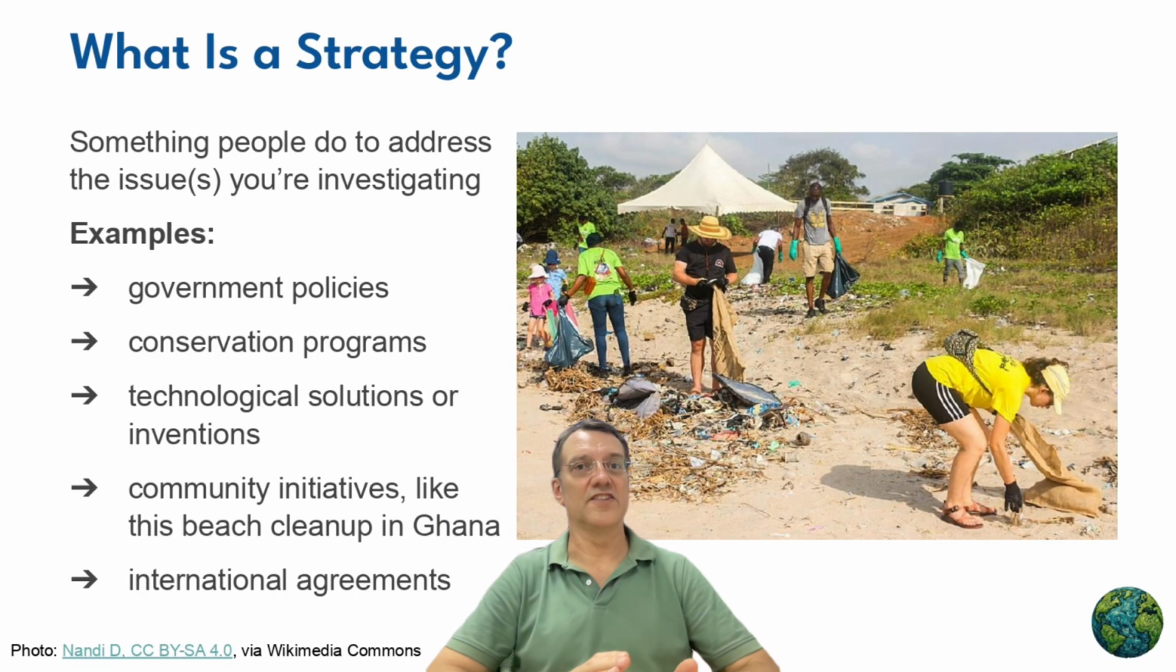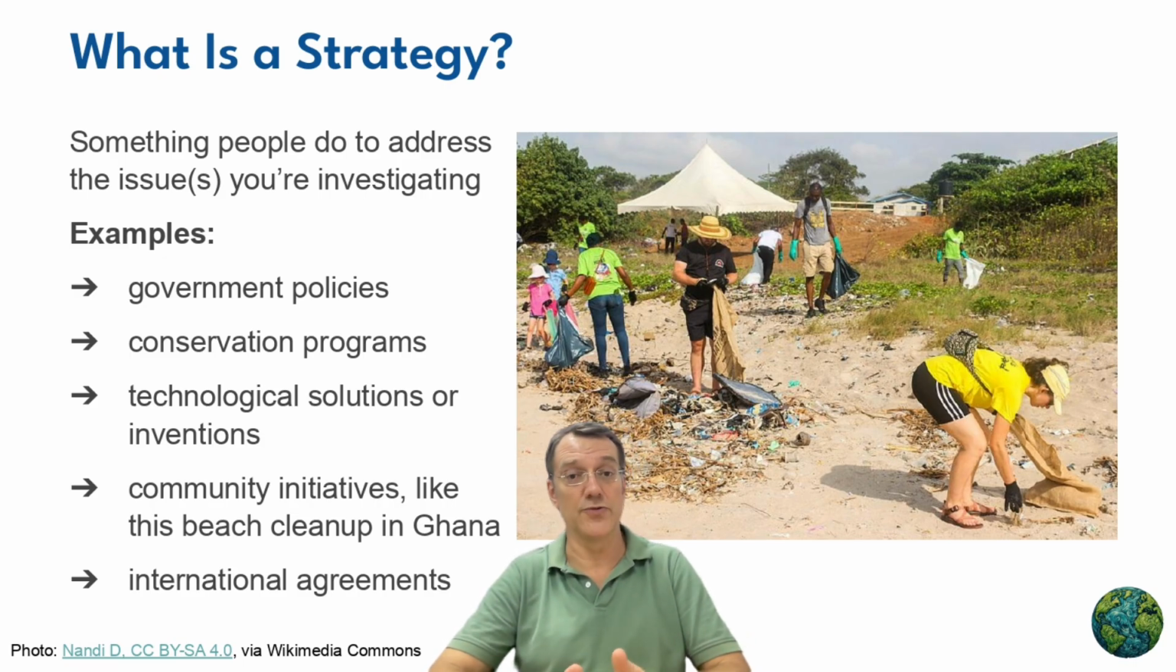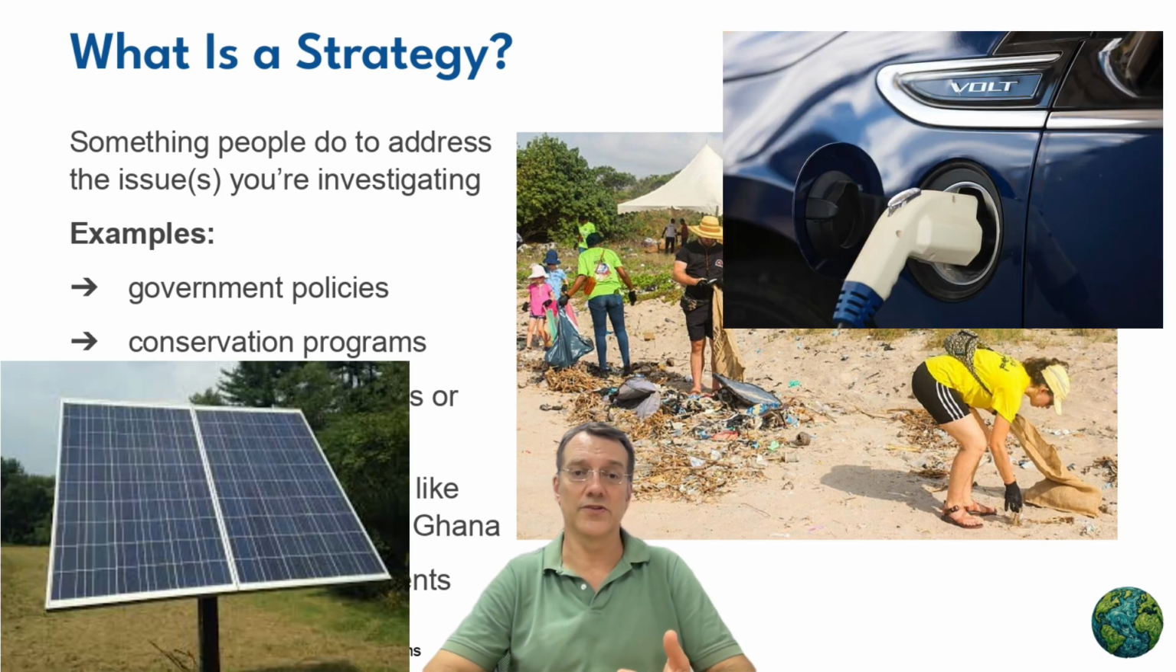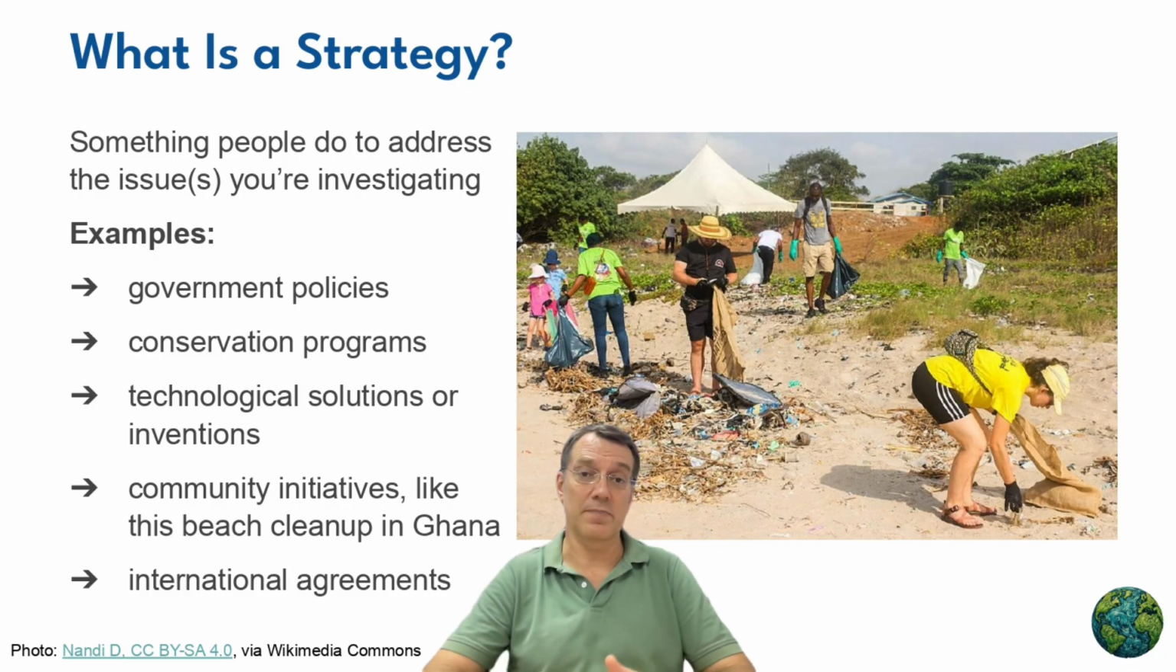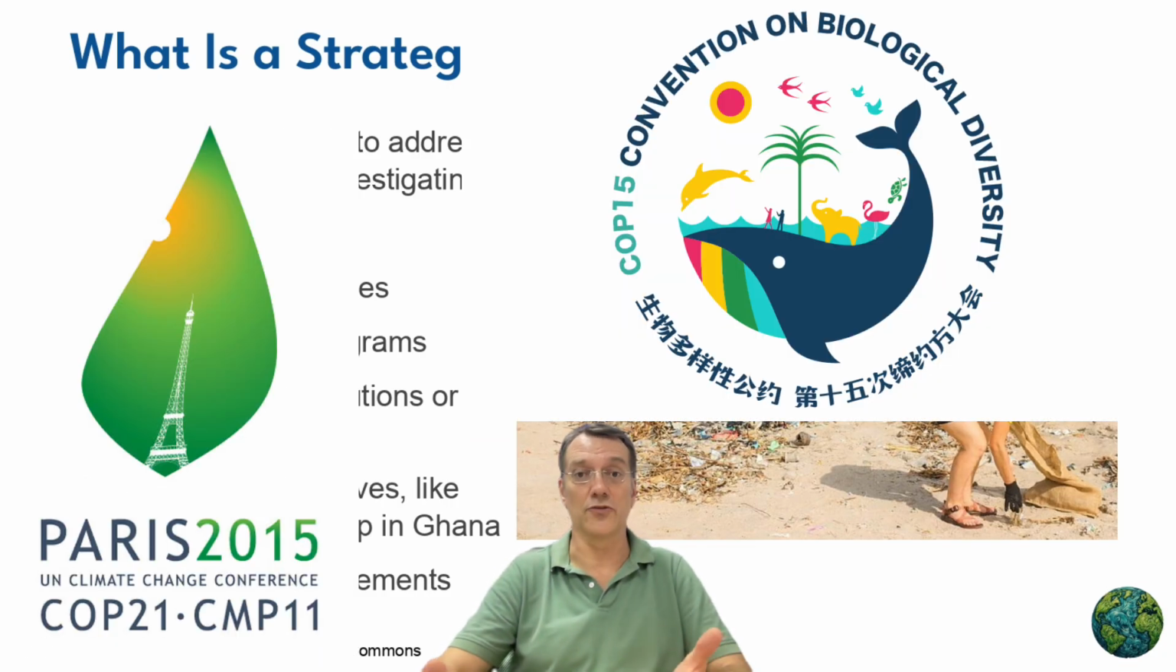Let's look at some concrete examples of strategies. A strategy is something that people actually do to address the issues that you're investigating. This could be government policies like laws that regulate pollution or protect endangered species. It could be conservation programs like habitat restoration projects or species reintroduction efforts. Technological solutions count too. Think about innovations like electric vehicles or solar panels. Community initiatives are also considered strategies as well, like this beach cleanup that's happening in Ghana in this picture. Don't forget international agreements like the Paris Climate Accord or the Convention on Biological Diversity.